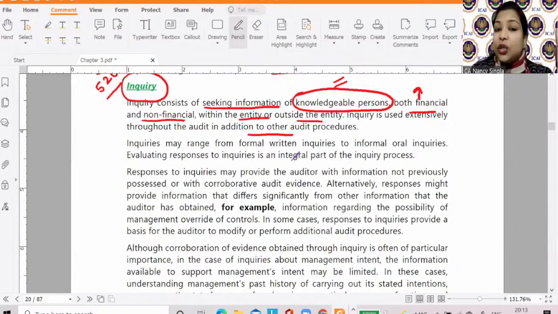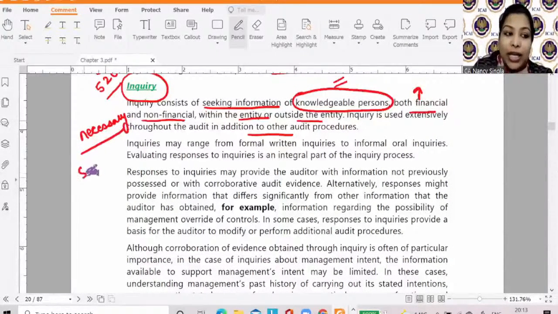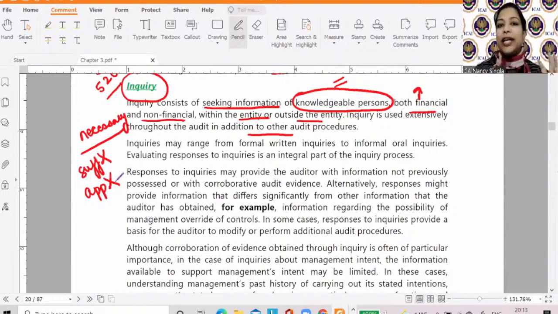Inquiry provides you with necessary audit evidence. So inquiry gives you necessary audit evidence, but inquiry alone is not sufficient and appropriate audit evidence. Inquiry is an audit evidence. It will provide you with necessary audit evidence, but students, it is not sufficient and appropriate audit evidence.